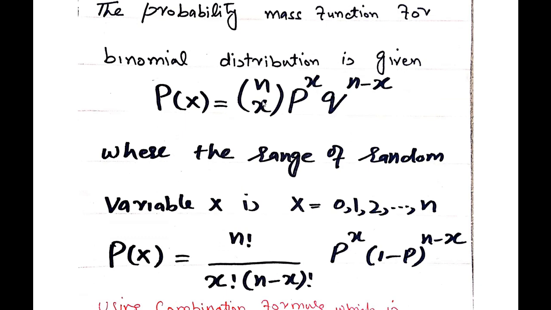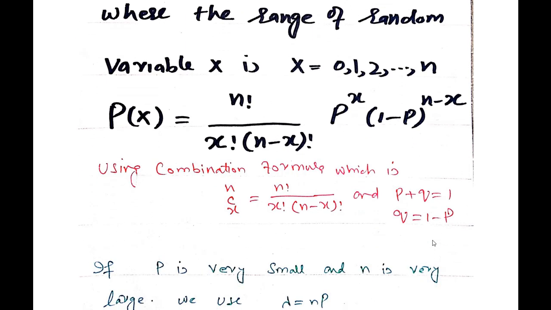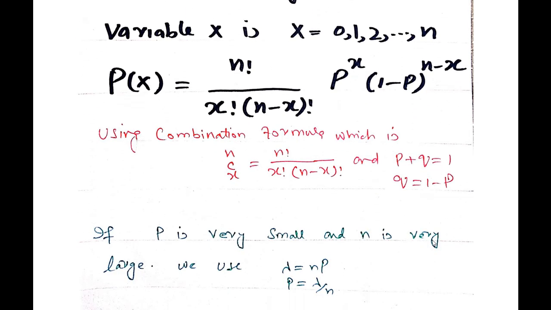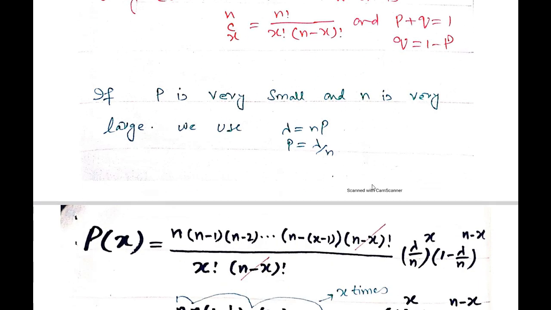Using the combination formula, we write n factorial over x factorial times n minus x factorial, p power x and q power n minus x, where p plus q is equal to 1 and q is equal to 1 minus p, so q is 1 minus p whole power n minus x. If p is very small and n is large, we use lambda is equal to np, so p is equal to lambda over n.